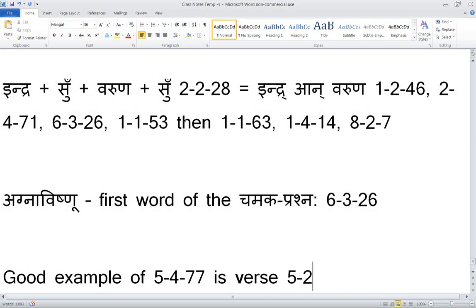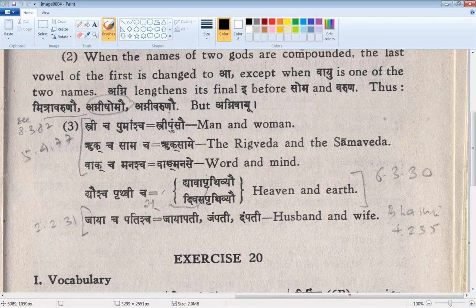And then the last thing: we already did these two in the book, which is Dyava Prithvi, 6.3.30. We'll do 6.3.30 next time. And Jayapati, Jampati, Dampati, we already did in the prior class.